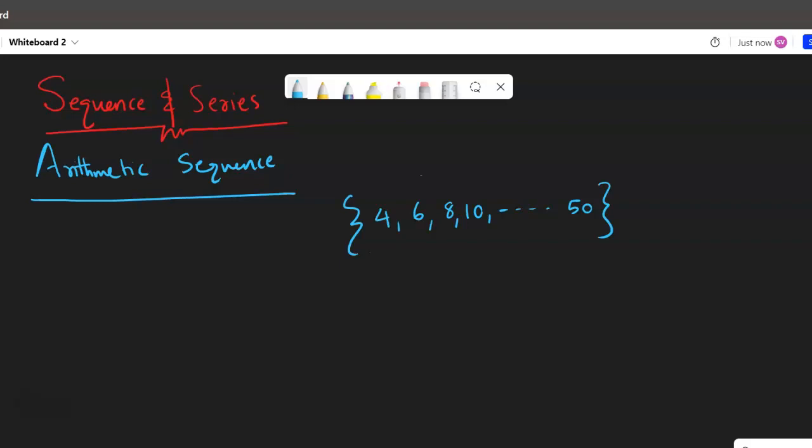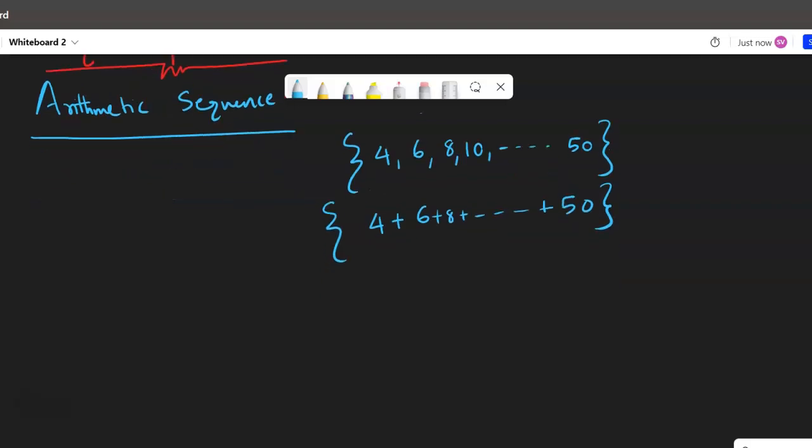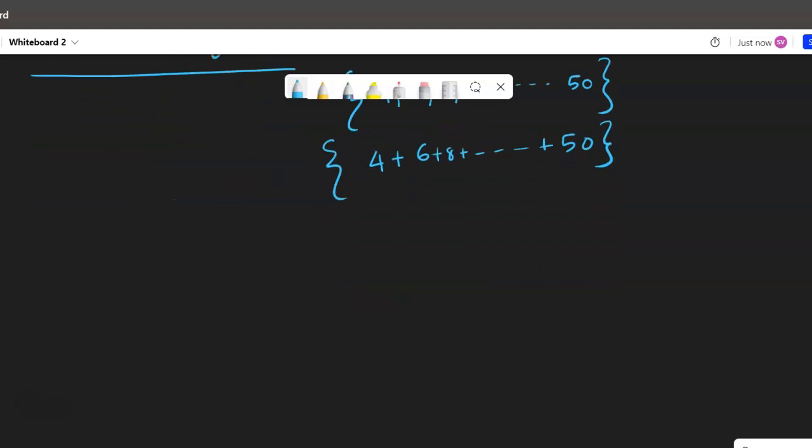When we write this sequence by putting an operation in between, 4 plus 6 plus 8 plus etc. plus 50, we will call this a series. That is the basic difference between the sequence and series. So in this video, we are learning about different aspects of the arithmetic sequence. Let me explain the sequence first.